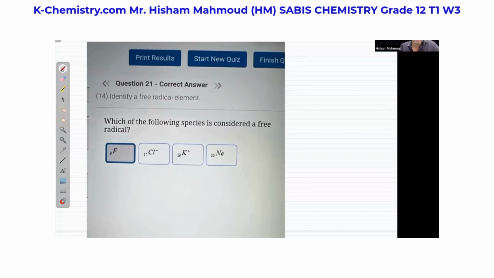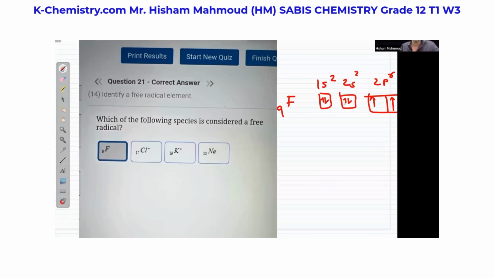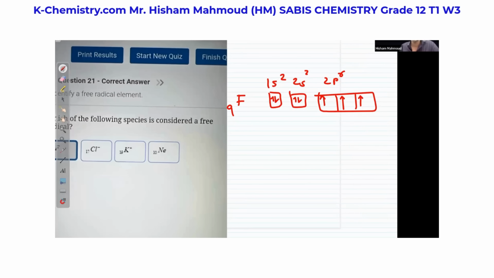Number 21, identify a free radical element. Last time when we checked fluorine 9, we said that it is 1s2, 2s2, and then how many electrons do you still have? I have 5 more. Then go and put in 2p6. How do you put them according to Hund's rule? Put 1 electron here, 1 more here, 1 more here. So how many are now? 7, and I have 9. So 2 more. I'll put 1 here and 1 here.